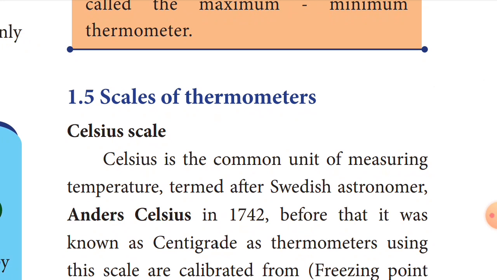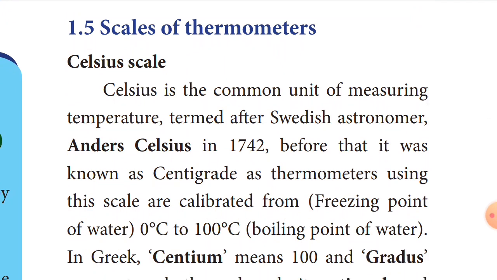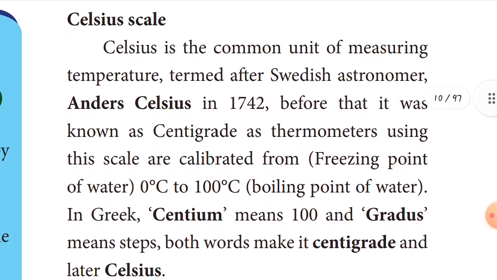Now let's see the very important topic, scales of thermometer. Already you know, children, there are three scales: the Celsius scale, the Fahrenheit scale, and the last one is the Kelvin scale. First, let's see the Celsius scale. Celsius is a common unit of measuring temperature, named after the Swedish astronomer Anders Celsius in 1742. Before that, it was known as centigrade. After Anders Celsius, they put the name Celsius scale.